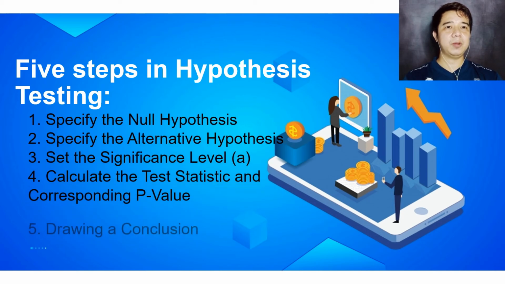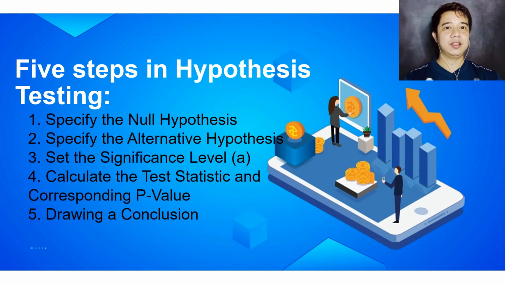Number 1 is specify the null hypothesis. Number 2 is specify the alternative hypothesis. Number 3, set the significance level. Number 4, calculate the test statistics and corresponding p-value. And number 5, draw a conclusion.